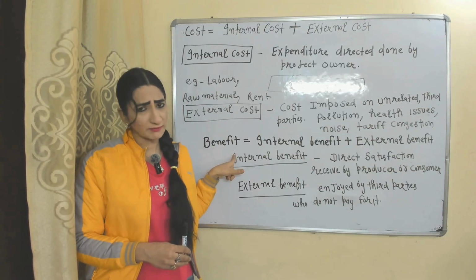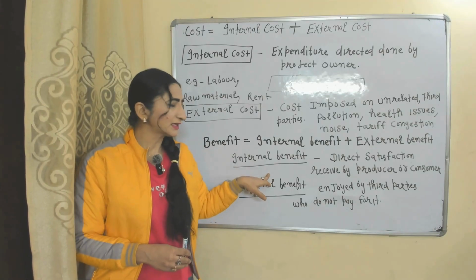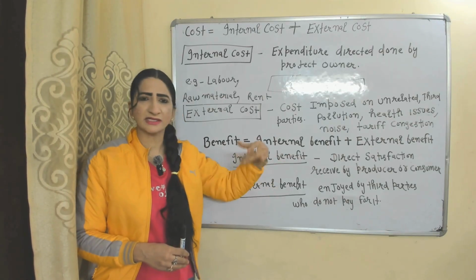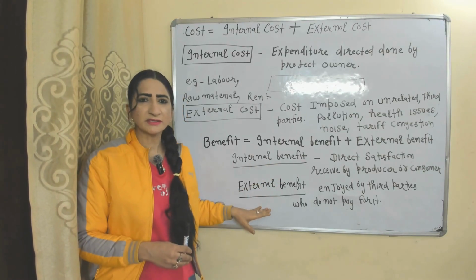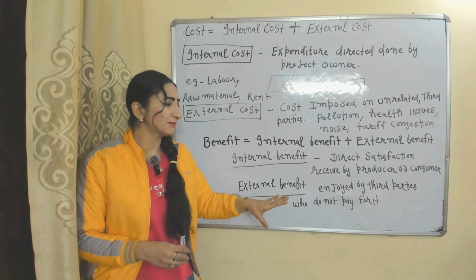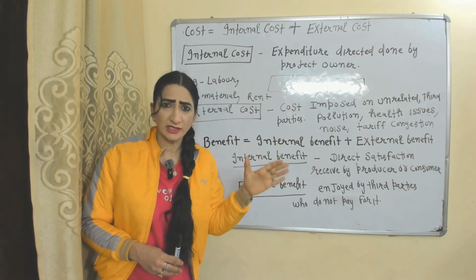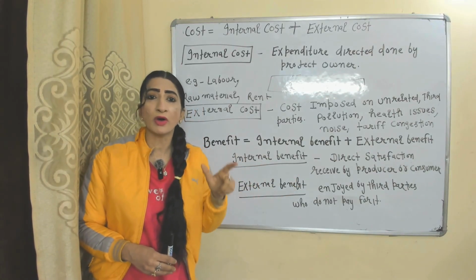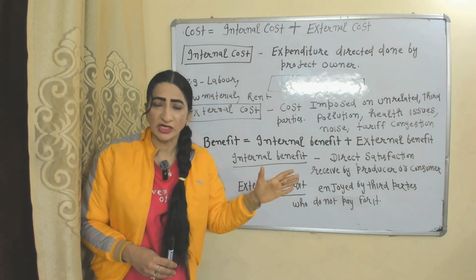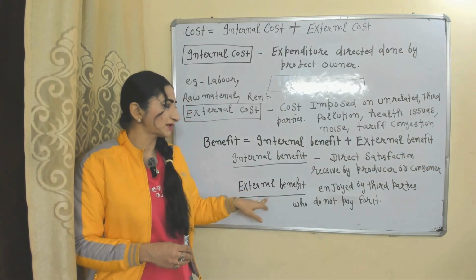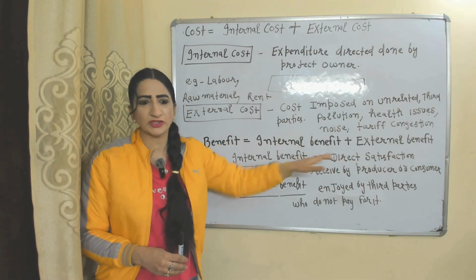Similarly, benefit is also divided into two parts, internal benefit plus external benefit. Internal benefit means direct satisfaction received by the consumer or producer. External benefit means benefit which is enjoyed by a third party who doesn't pay for it. For example, you gave first aid training to your employees. People who are not employees of your company are also taking benefit of this training. This will be called external benefit, and external benefit is also included in the total benefit of the project.